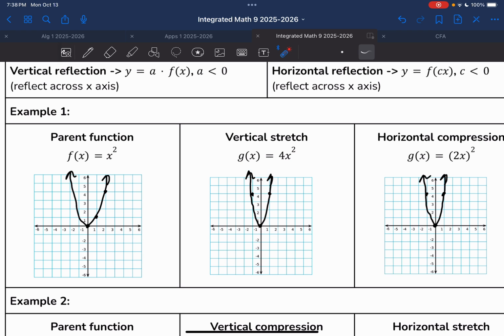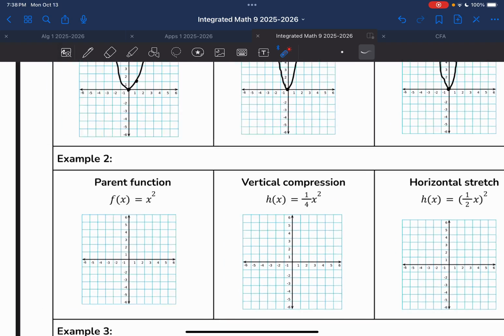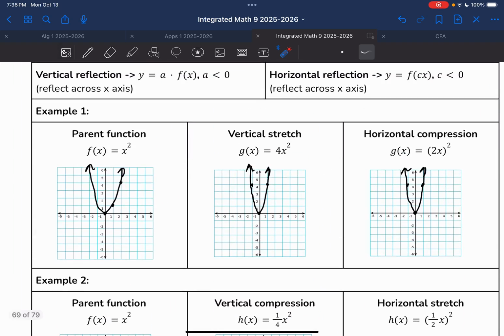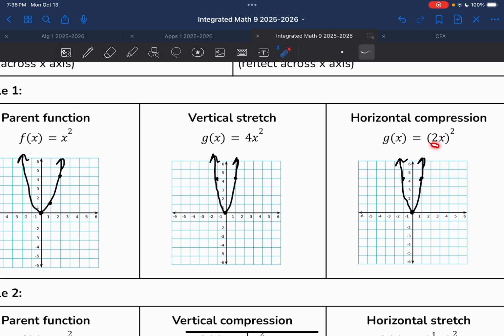So slightly different mechanism, but you can get to the same result. And the same thing goes the other way. And the reason why you see a 2 here versus a 4 here is because this is happening before the square. So this 2 gets squared and it becomes 4. That's why these two graphs look the same, even though they have different functions.